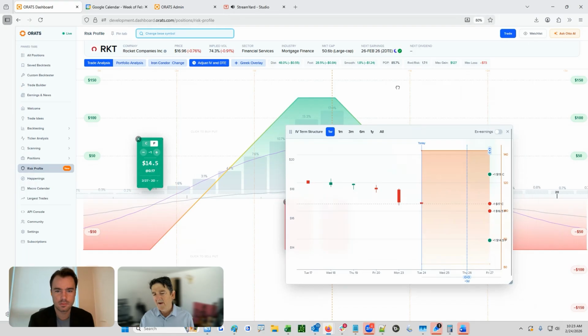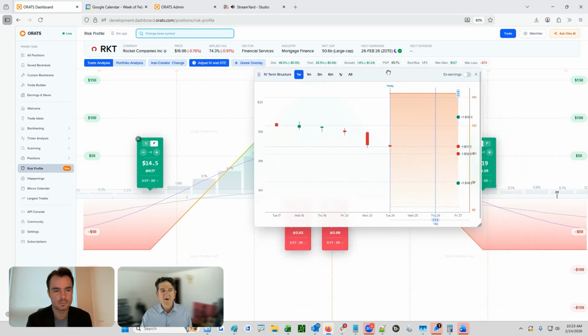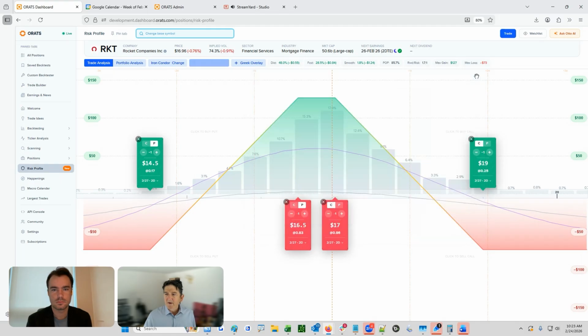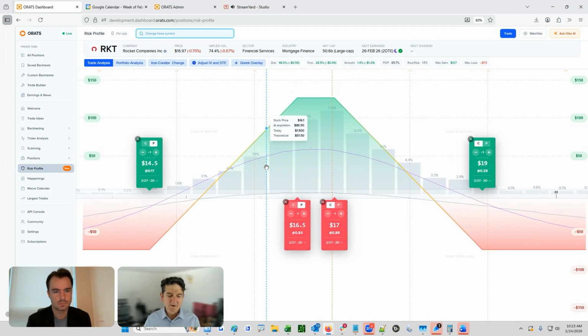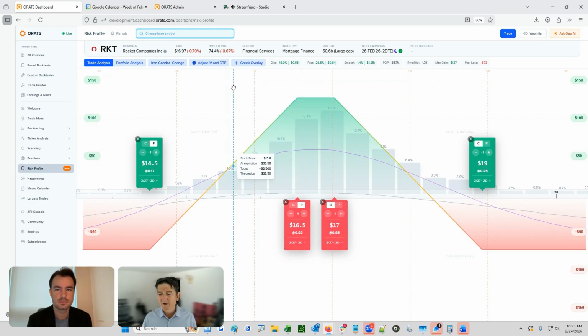Because you're betting on earnings to not move too much, right? And vol to come in, and you could get out the day before, or you could hold it and see what happens as well. Yeah. So that's Rocket Mortgage.